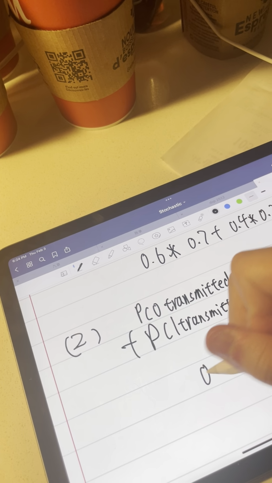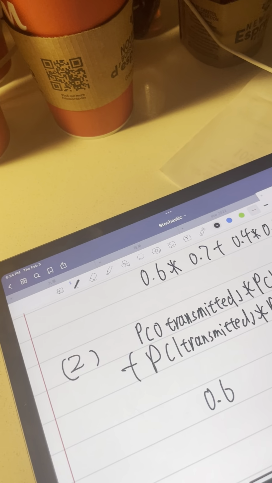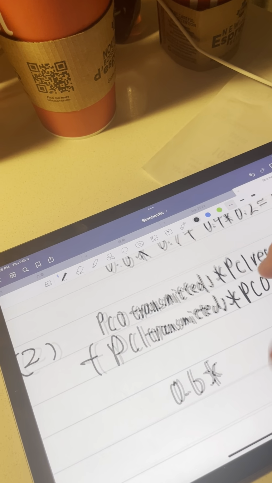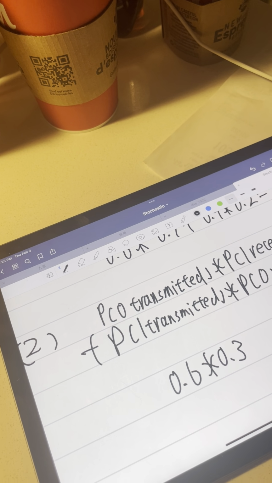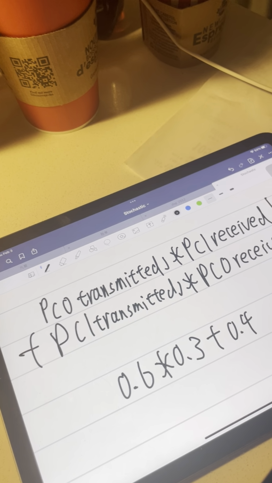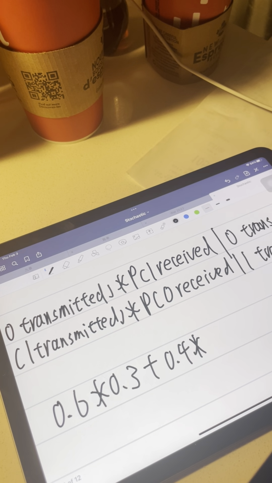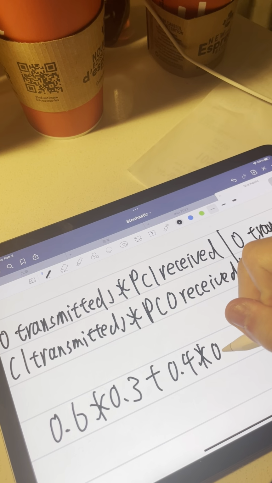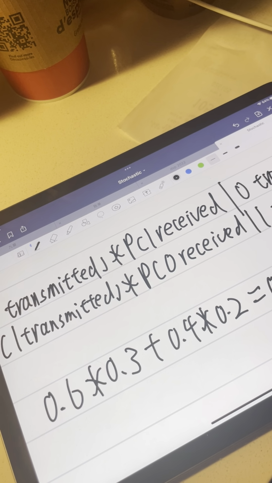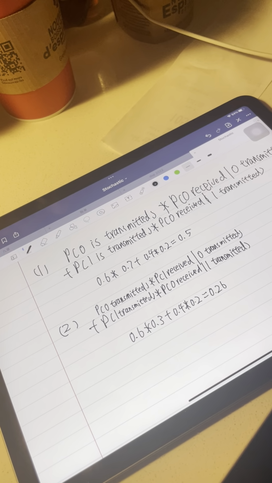So 0.6, 0 is transmitted, times 0.3, which is the probability that 1 is received, plus 0.4 probability that 1 is transmitted times the conditional probability when 1 is transmitted but 0 is received, which is 0.2. And the result together is 0.26. So the probability of error is 0.26.